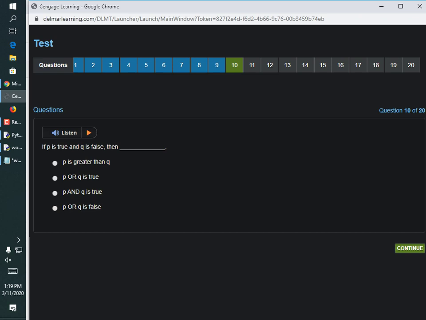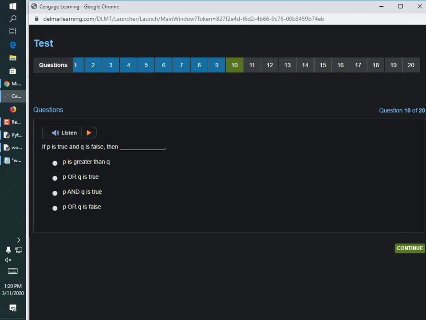If P is true and Q is false, then is it true that P or Q is true? I'm ruling this one out right away because these are numbers, right? And you don't say that true is greater than false, at least not in Python, right? So that one's just an ixnay, right? It's totally not true.